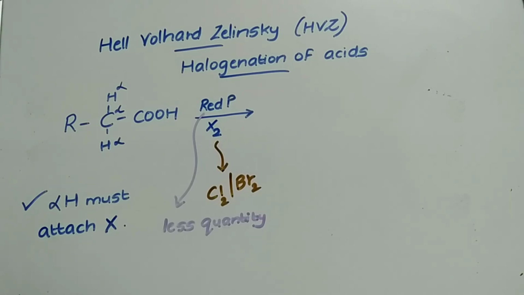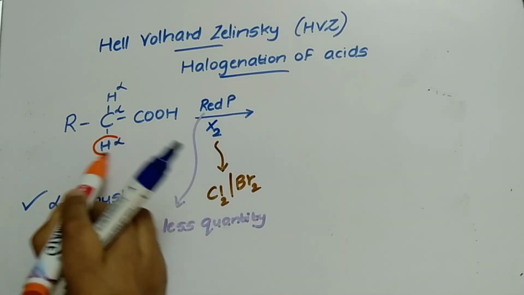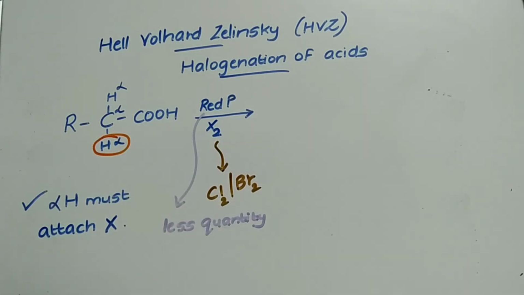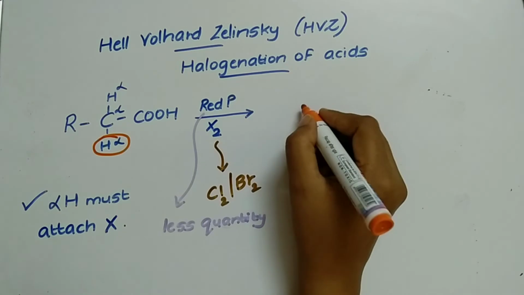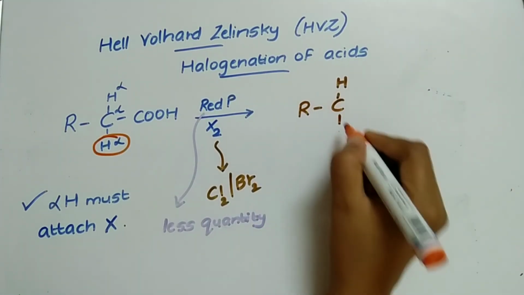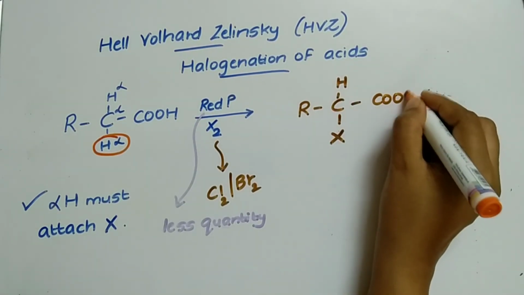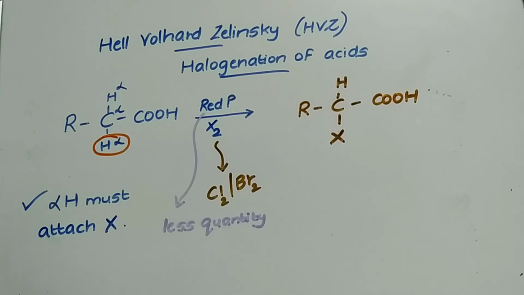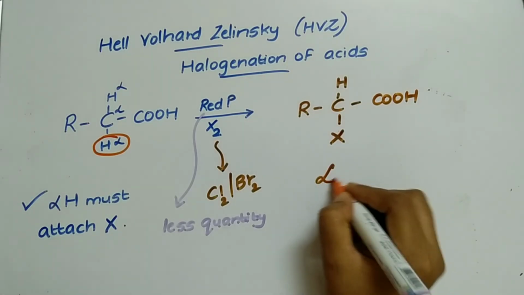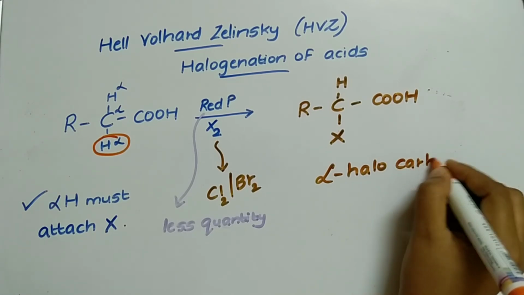So what is formed here? As I told you, you remove the alpha hydrogen, and in its place you attach one halogen. So the general formula: C, with H already here, one halogen X attached, and COOH as it is. The general name of this compound is alpha halocarboxylic acid.